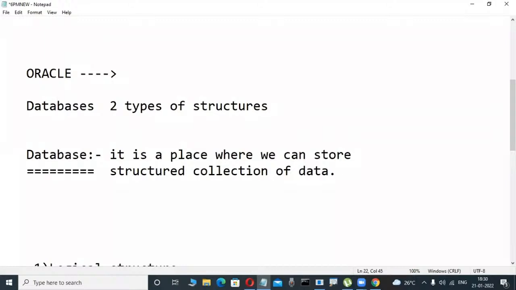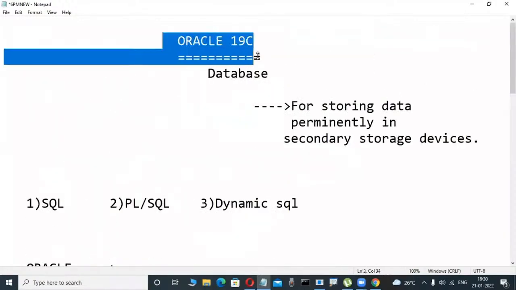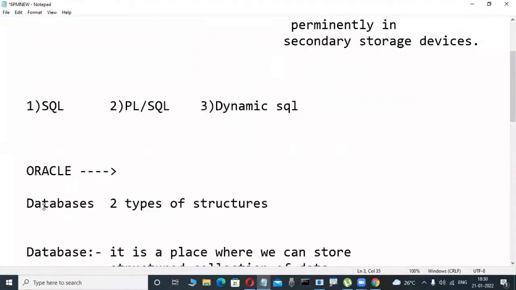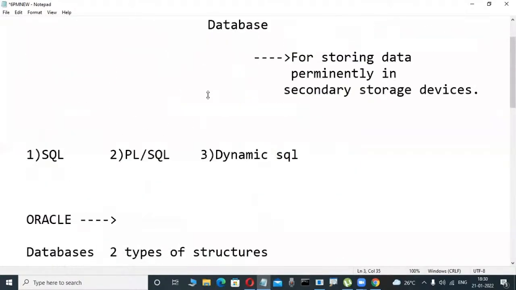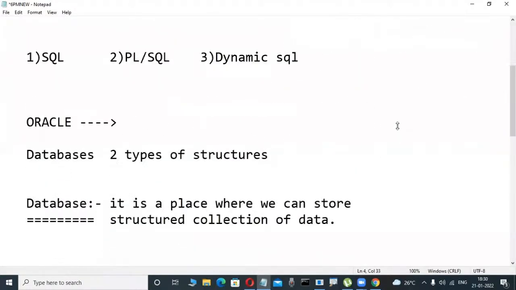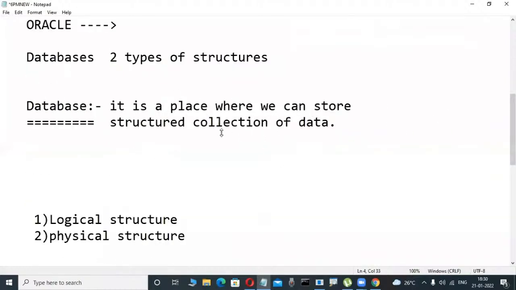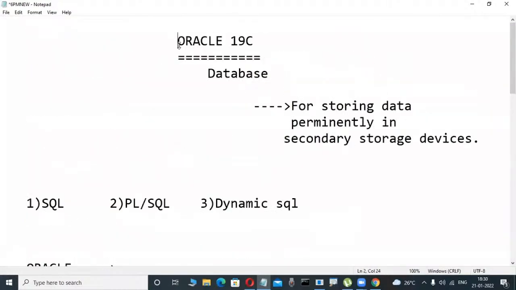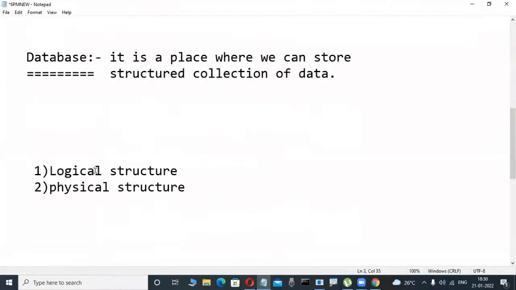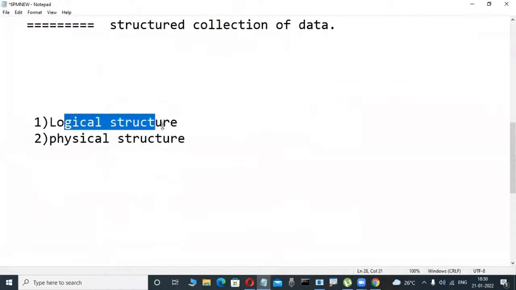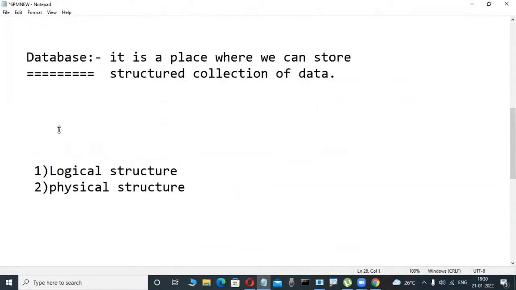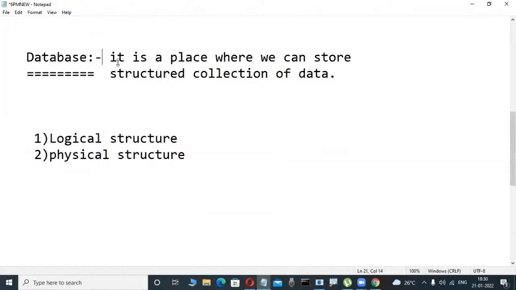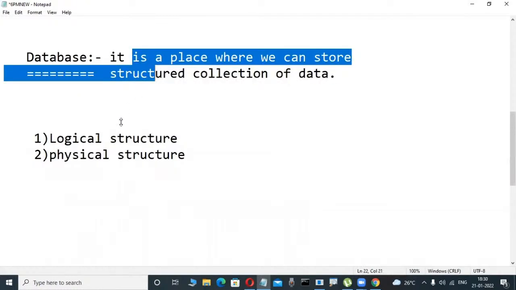Observe here. Actually, whenever we are installing Oracle or any relational database software, what is the database actually? It is a place. Whenever we install this type of software, automatically some place is reserved in the hard disk. In that place only we can store a structured collection of data. But whenever we install these softwares, two types of structures are there: one is logical structure, another one is physical structure. This definition I am not explaining; one of these days you will understand.